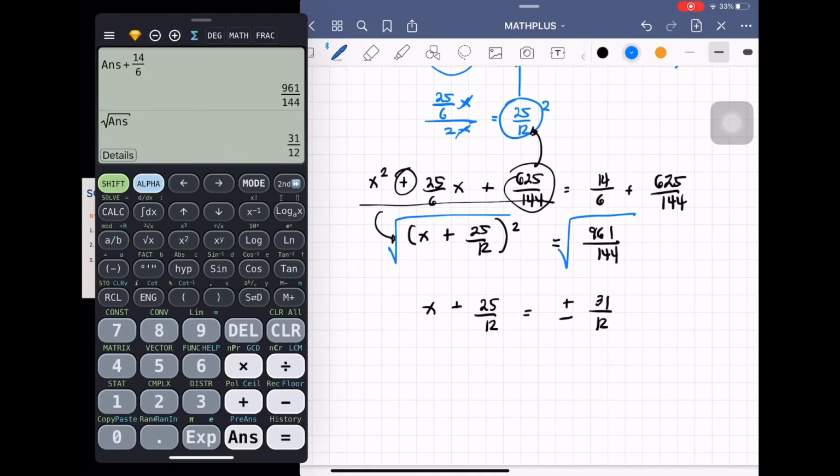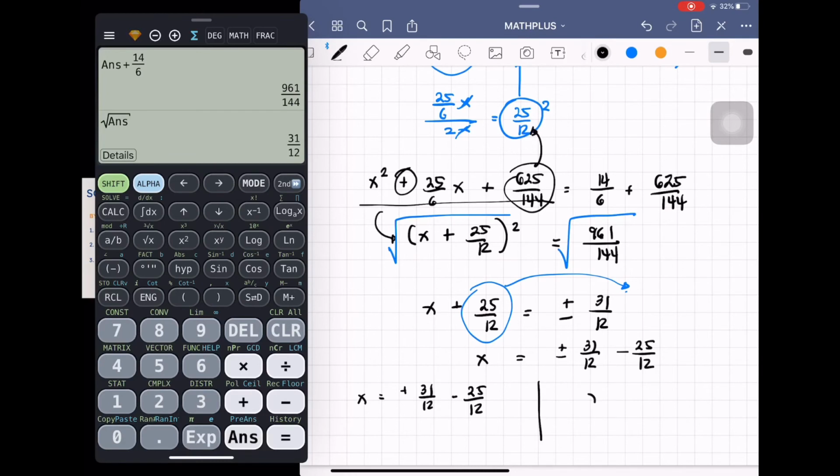The next thing to do is again transpose this constant so that we'll be able to solve for x on the left side of the equation. So that will produce x equivalent to positive, negative 31 over 12 minus 25 over 12. In that sense, you will have two answers for x. You will get x equivalent to positive 31 over 12 minus 25 over 12, and on the other side, x equivalent to negative 31 over 12, still minus 25 over 12. On the left side, you will get 31 minus 25, that's 6 over 12, or simply 1 half.